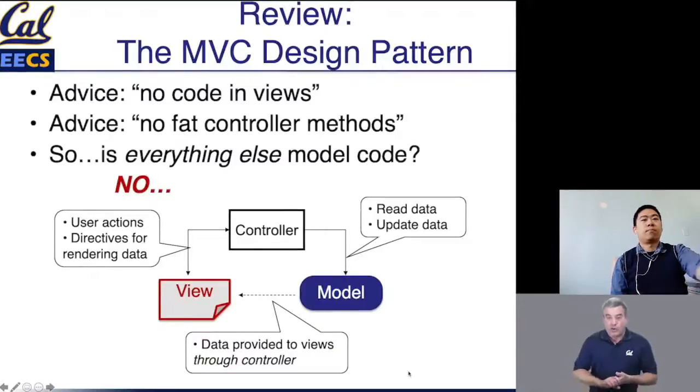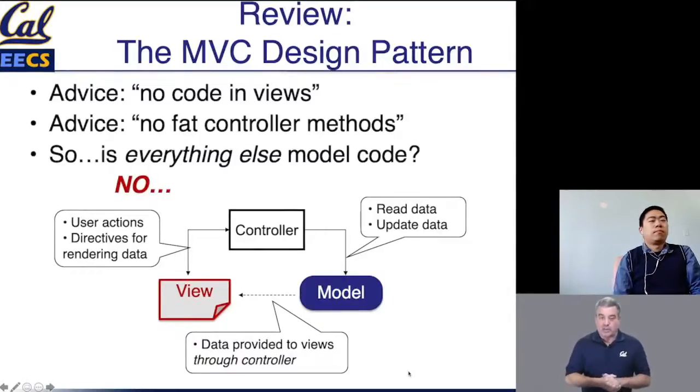And in fact, one of the early critiques about Rails was that the models become extremely bloated and have all kinds of code in there that is not about the model. Now, what do we mean by that?